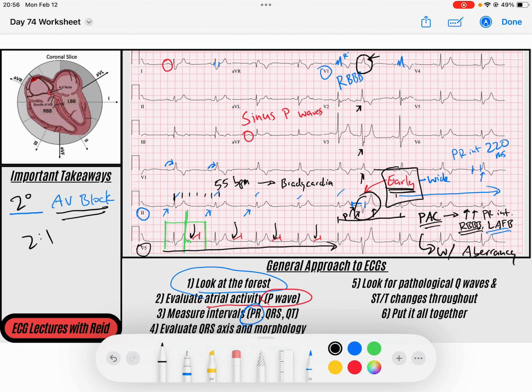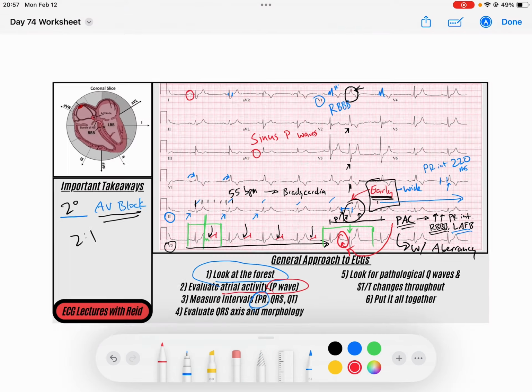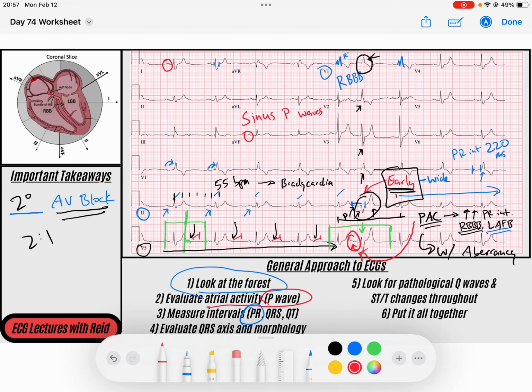complex. But then here, for this beat, it's a little bit different, where if I measure from P to P, I would expect my next P wave to be here. But in this one, we actually get an early P wave. So this is a PAC, like we said. That's our PAC.